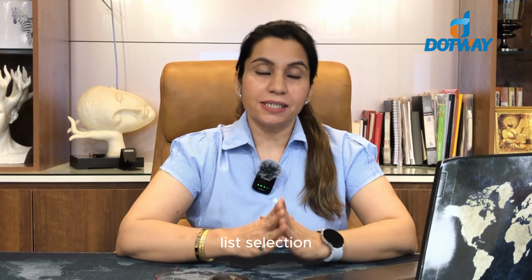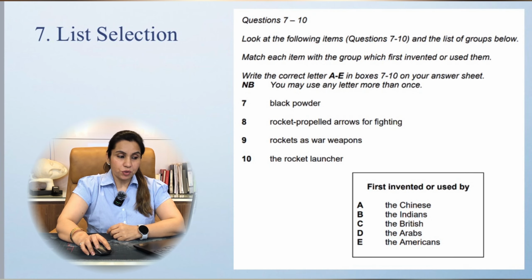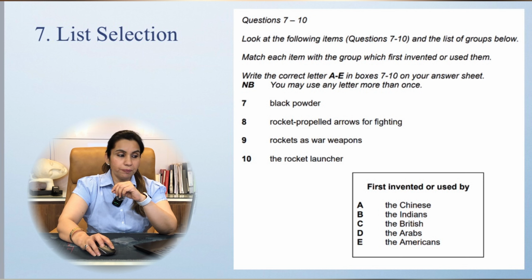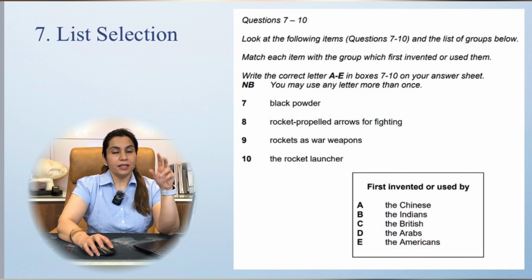So the 7th is list selection, and if you see, there is a list given to us, which says who first invented or used by which type of people, and we are given certain questions, and we can use any letter more than once also. So you need to see which item was first invented or used by which type of people. The first question is regarding black powder. So you need to see where the mention of black powder is, in which paragraph, and then go back and see which type of people invented or first used that. So you need to select certain options from the list.